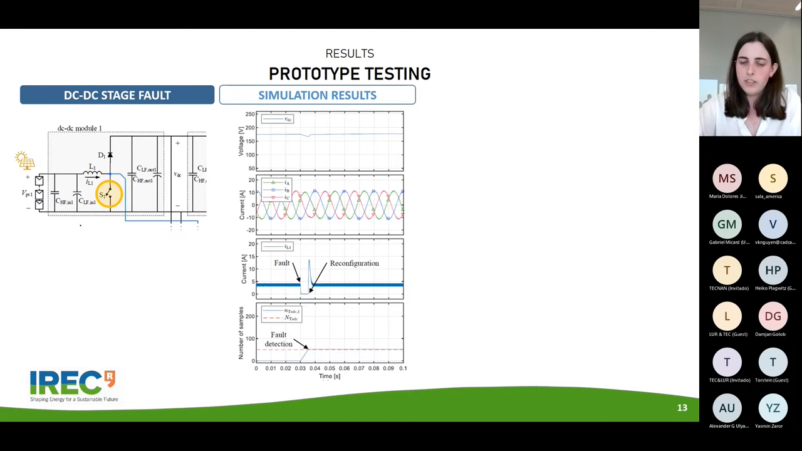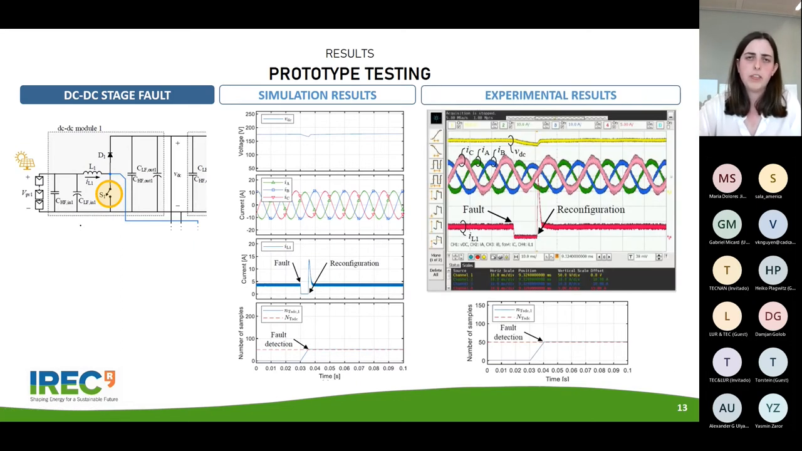And on the third and fourth scope, you can see the monitor of how many sample times the current of the system has been zero. Next to it, we can see the experimental results. Even though it has two scopes, the order of the magnitudes is the same: the common DC voltage, the grid currents, the converter current, and lastly, the indicator of the fault detection.